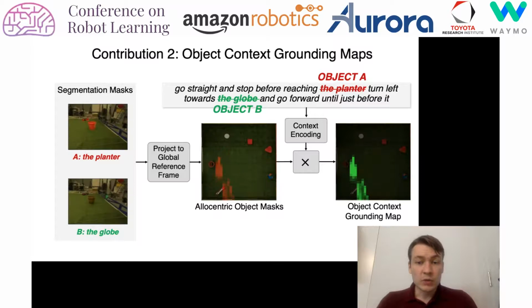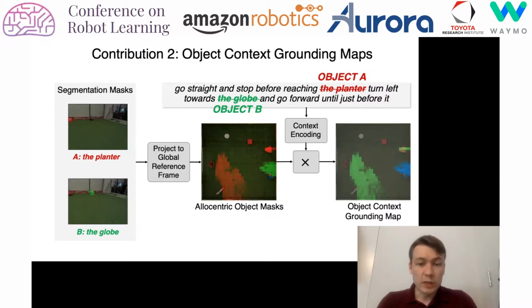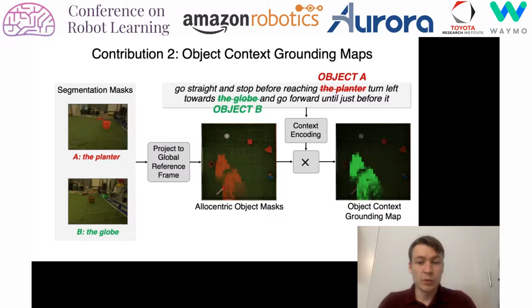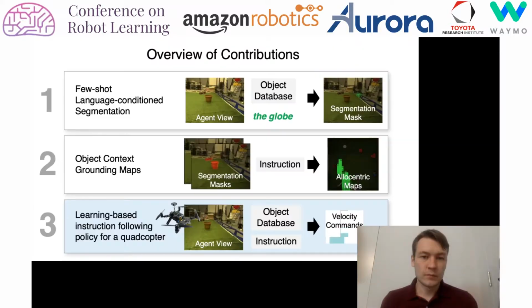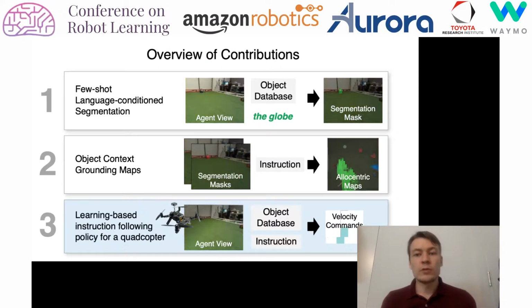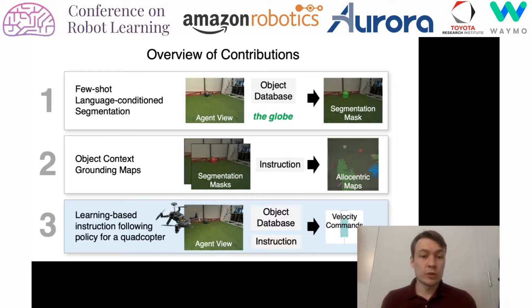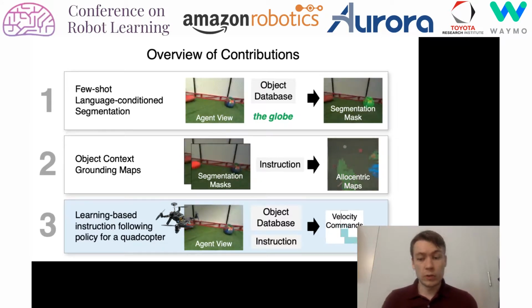The map encodes each location in the world with a vector that captures the intended behavior near that location. But it does not reveal the type of object that's there, since we hide the object identities before processing the context vectors. Finally, we integrate our contributions into a learning-based instruction following policy for a physical quadcopter.